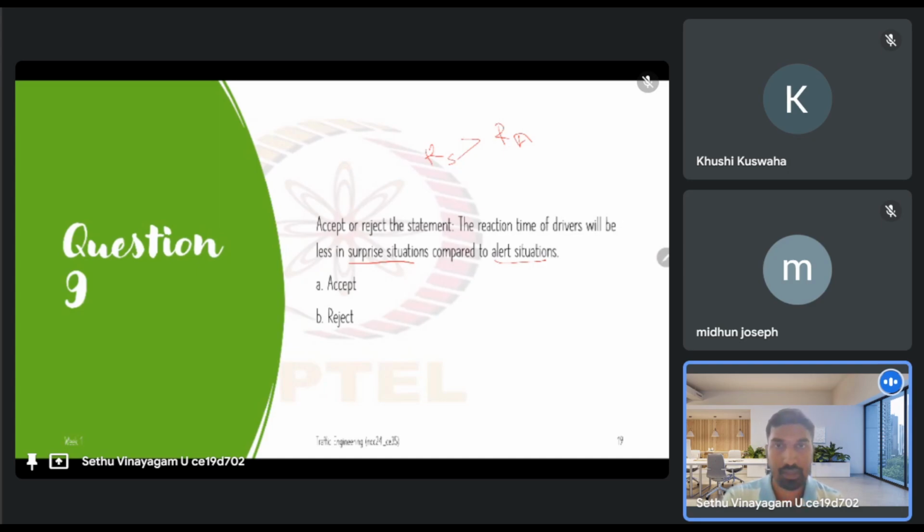Therefore, this given statement is not correct. It says the opposite. It says RS is less than RA, which is not correct. So therefore, we are rejecting the given statement.